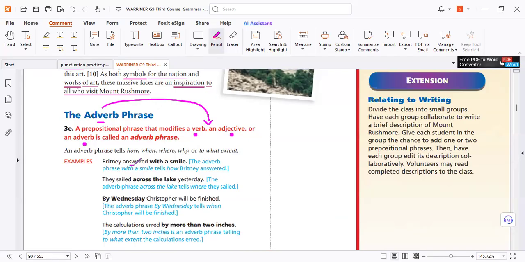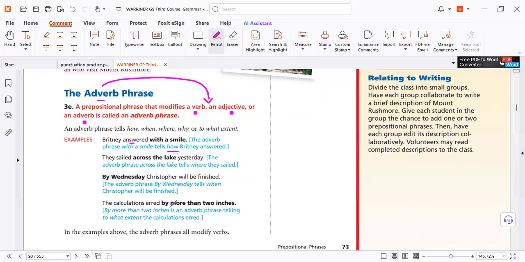Brittany answered. How did she answer? Fine. That tells you how. Any information that tells you when, where, how, what, to what extent, or to what degree is an adverb, because this is the job of an adverb. Look, they sailed where? Across the line. Look, the adverb tells the time. Look here, it tells you to what extent.